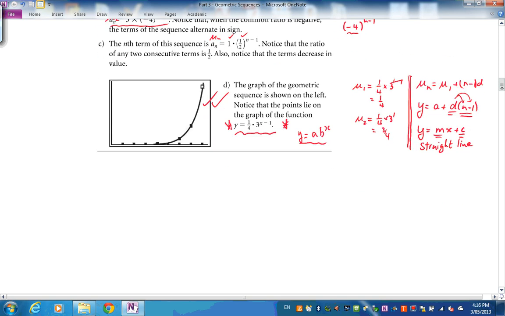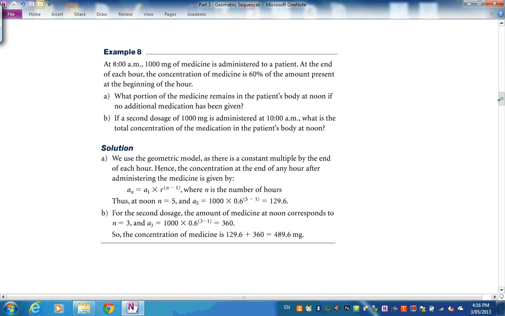Let's move down to another example and have a look. Example 8 here. Now we're starting to get into a practical situation, and sequences can help us with that. So at 8 a.m., 1,000 milligrams of medicine is administered to a patient. At the end of each hour, the concentration of medicine is 60% of the amount present at the beginning of the hour. So what proportion is left at noon from 8 a.m.?